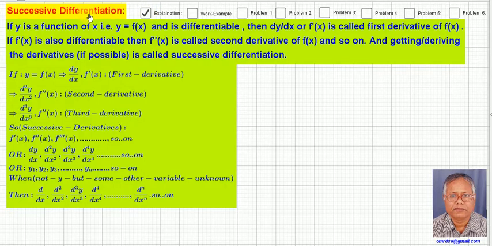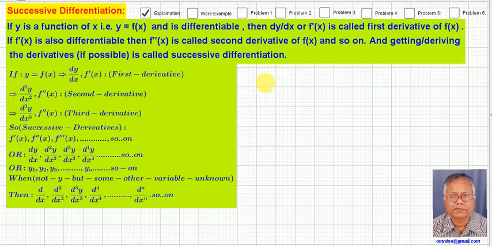Successive differentiation. What is successive differentiation? If y is a function of x, meaning the value of y depends on the value of x, then the rate of change of y with respect to x is known as dy/dx, the derivative of y with respect to x. Sometimes it is also written as y1, sometimes as dy/dx, sometimes as f dash x. Now suppose f dash is again a function which can be differentiated.